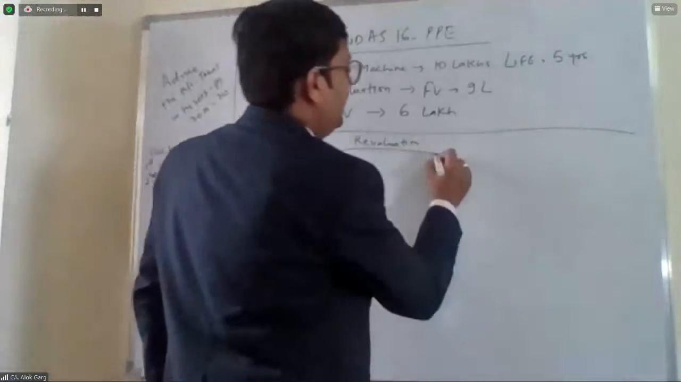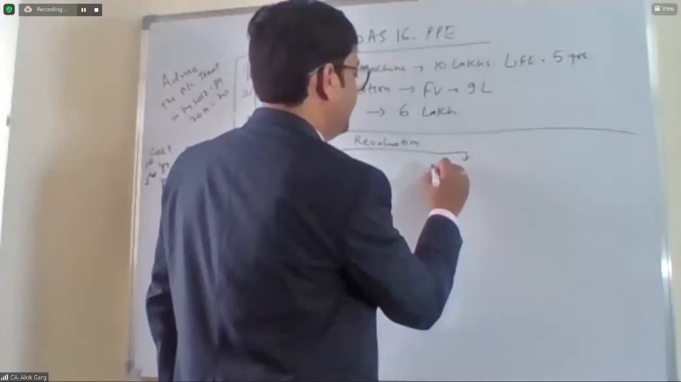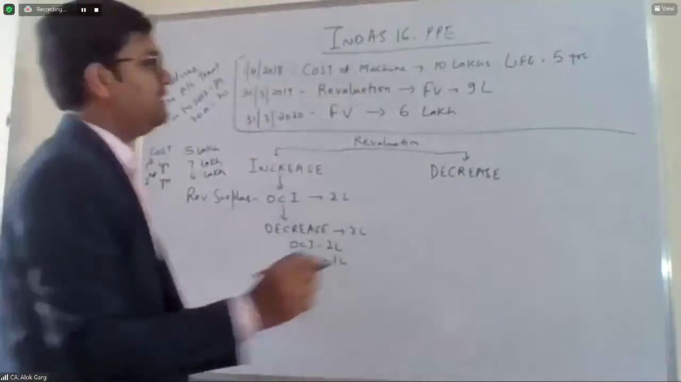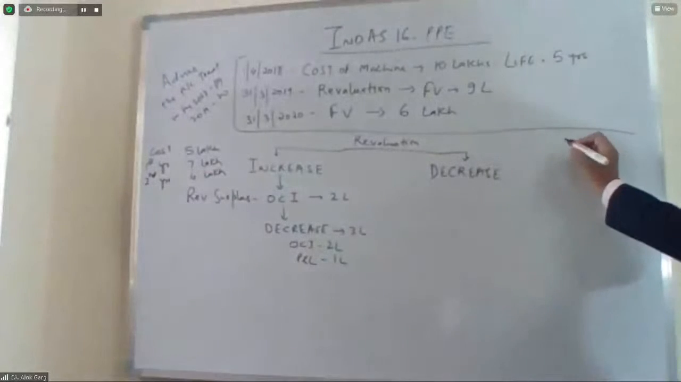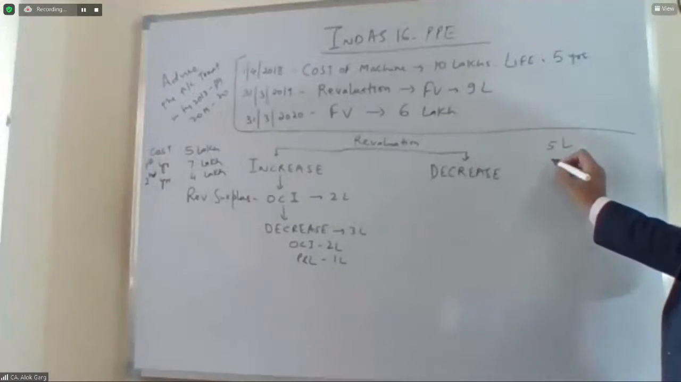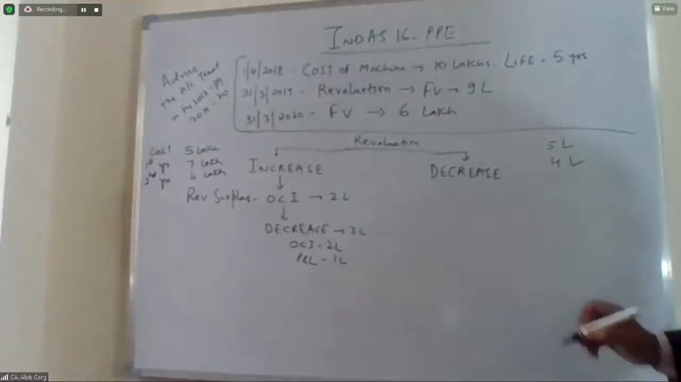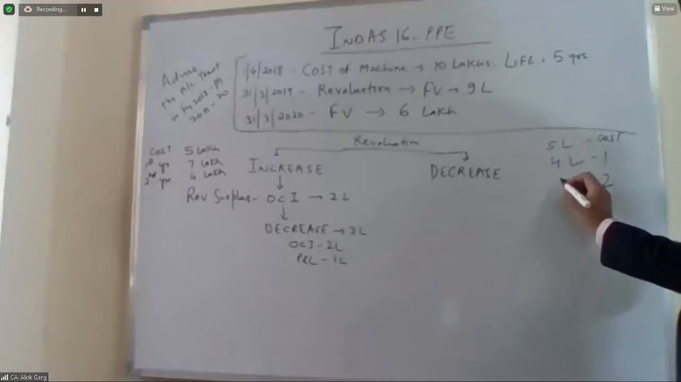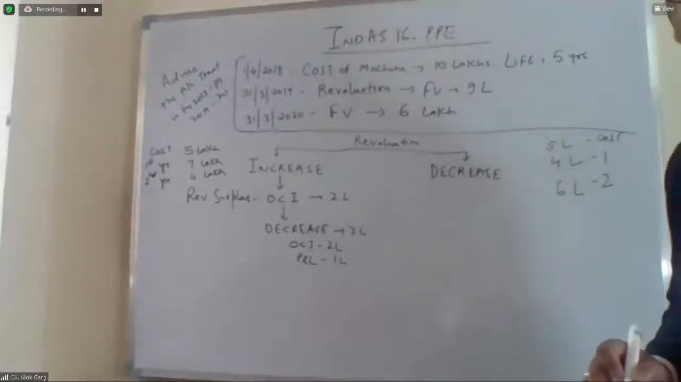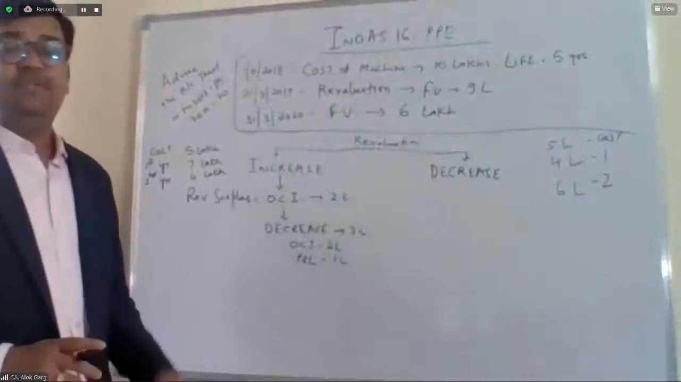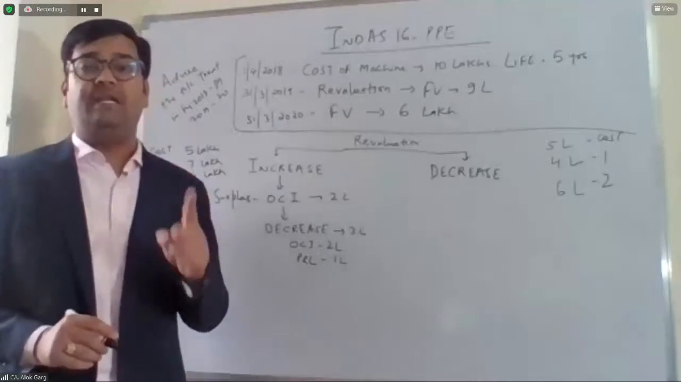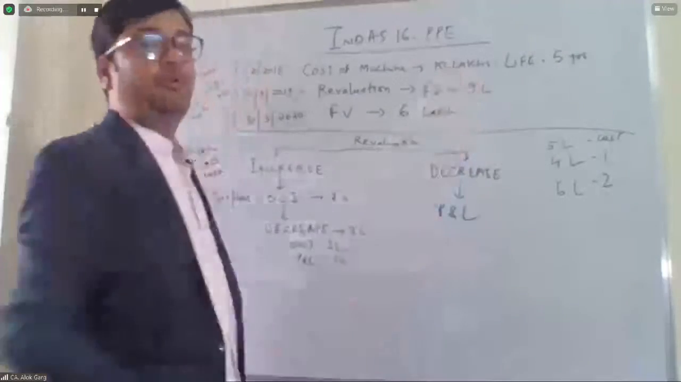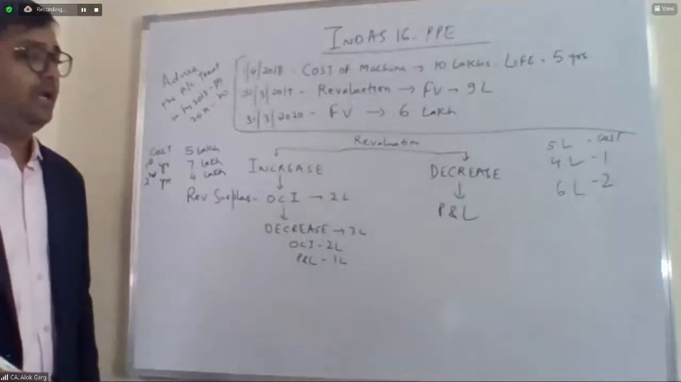Sir, what will happen if the first time there is a decrease? For example, here the cost was 5 lakh. And in the first year it becomes 4 lakh. And in the second year, let's say, it becomes 6 lakh. Then what will happen? The standard says that if there is a first time decrease, the decrease will go to P&L as an impairment loss. It will route through profit and loss. Okay.